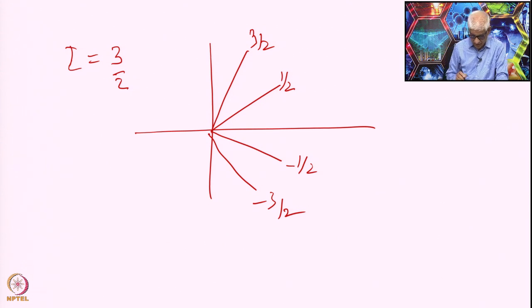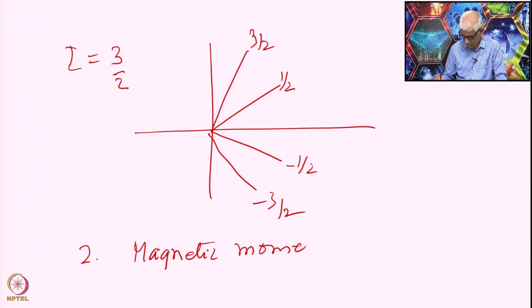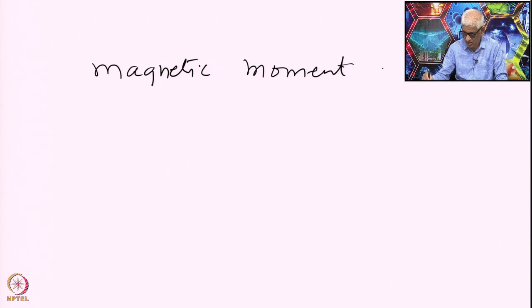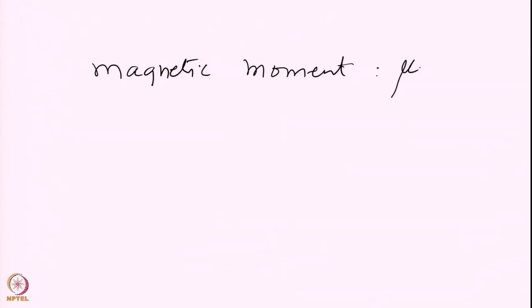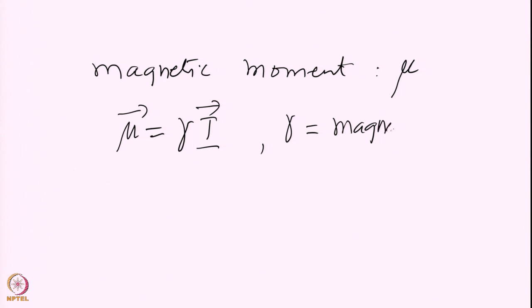What is the next property? The fundamental property is magnetic moment. Nuclei have a magnetic moment. It turns out that the magnetic moment, which is represented by the symbol mu, is proportional to the angular momentum. Mu is proportional to gamma times I. This is a vector, this is also a vector. And gamma is a constant, which is called the magnetogyric ratio, or sometimes it is also written as gyromagnetic ratio.